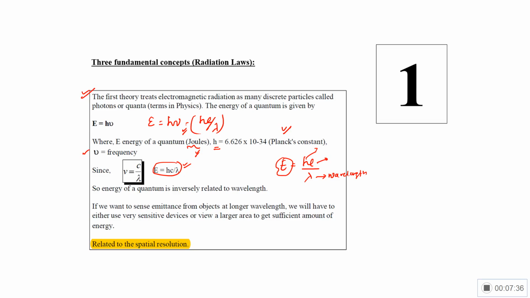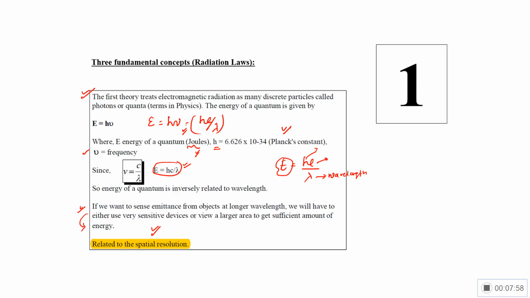Another thing, this is actually a conclusion that has been drawn. If we want to sense emittance from objects at longer wavelengths, we will have to either use a very sensitive device or view a larger area to get a sufficient amount of energy. And that's why this is related to spatial resolution. How is it spatial resolution?